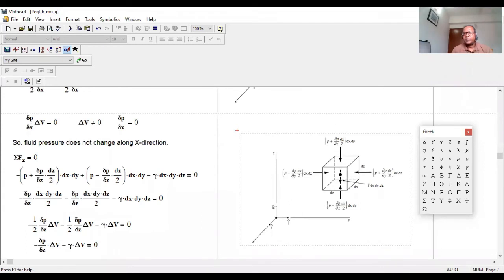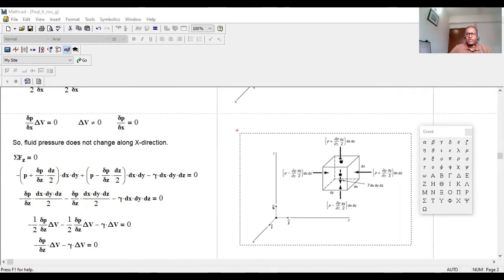Now we need to say about the vertical axis, what will happen. So in the vertical axis, how many forces are working? You see in the vertical, on this surface there is a pressure working downward. At the bottom there is a pressure working upward. And what else do we have? The other thing, the weight of this fluid. So how can we figure out the weight of the fluid?